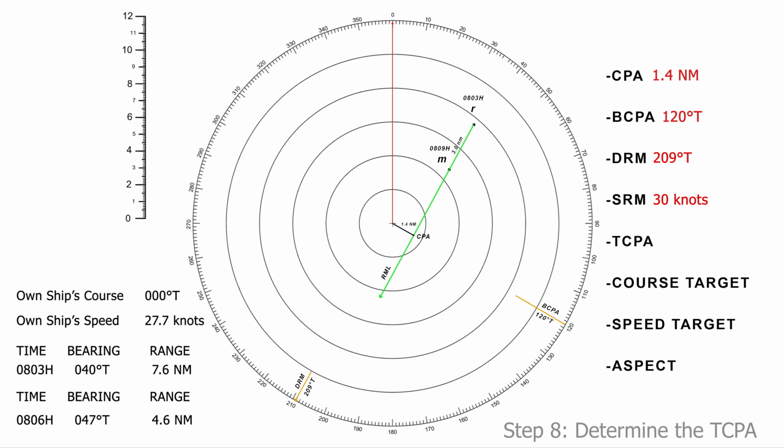Step 8. Determine the TCPA, or time to closest point of approach. Using a compass divider, measure the distance along the relative motion line from the second observation point M to the CPA point. Convert this measured distance using the plotting sheet's distance scale to obtain the value in nautical miles.